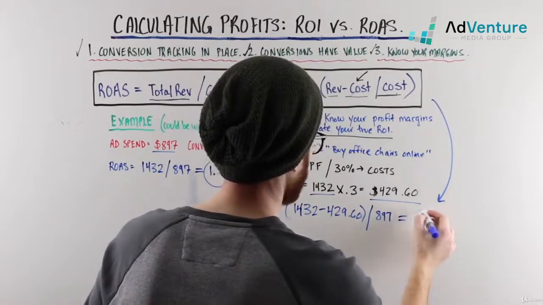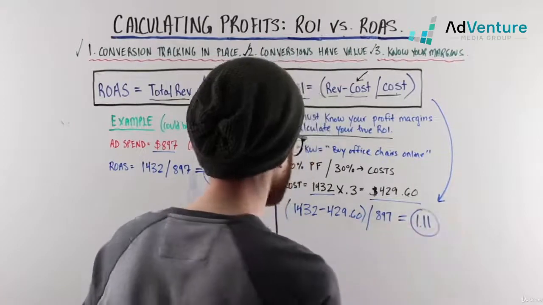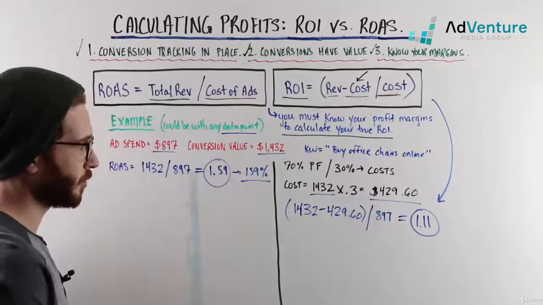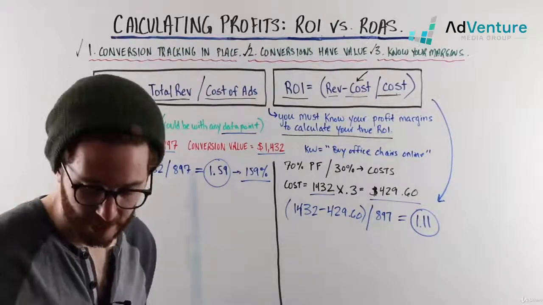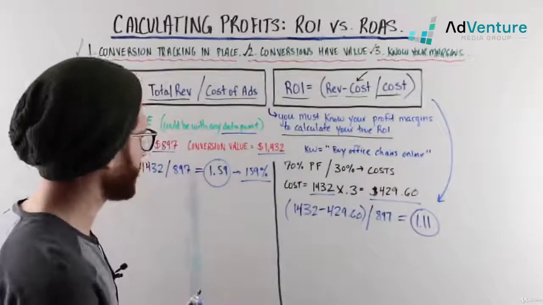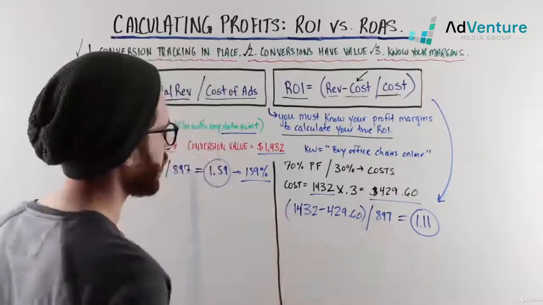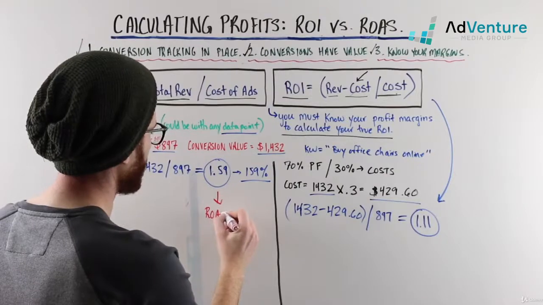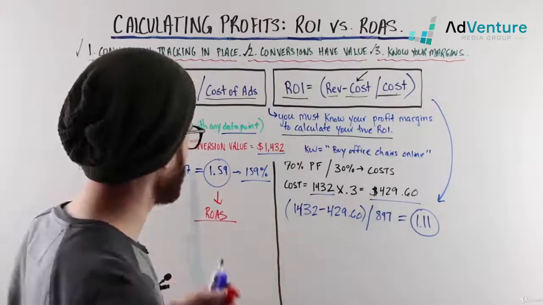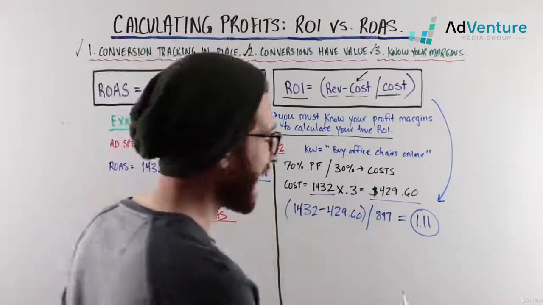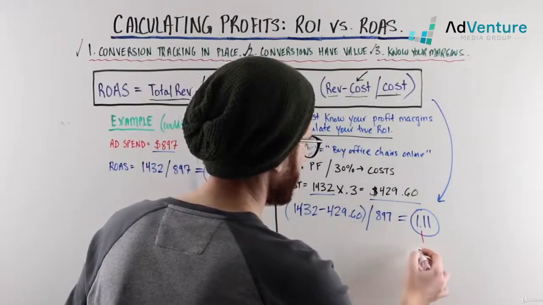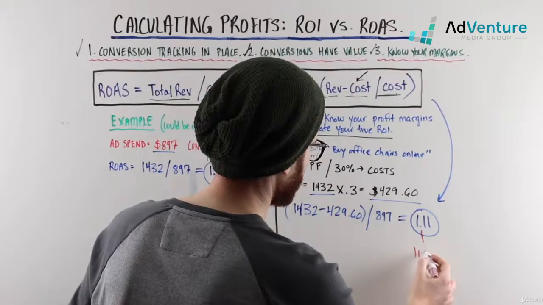Okay, this number is our ROI. Now, interestingly enough, and this is something you would definitely have realized just thinking about this number, 1.11 is lower than 1.59. So we have an ROAS of 1.59. So we're saying, hey, listen, we're making 59 cents on every dollar, but in fact, once you take your costs into account, you're only making 11 cents on the dollar, okay?